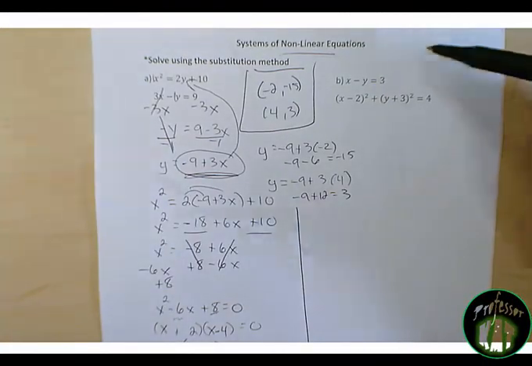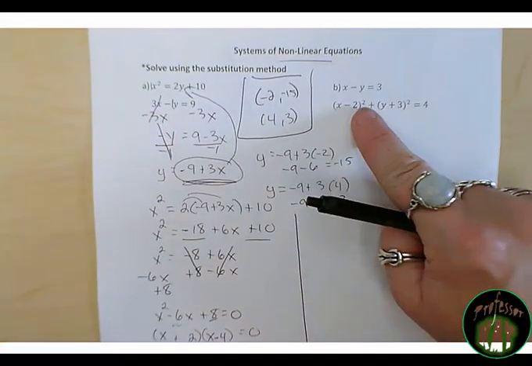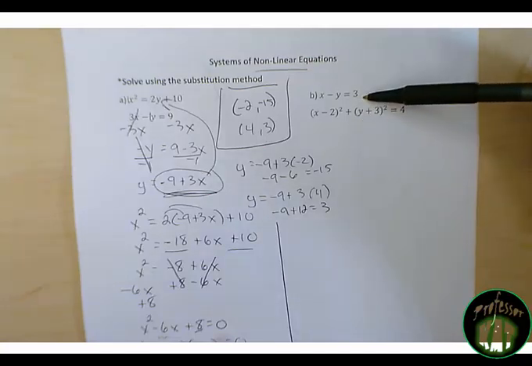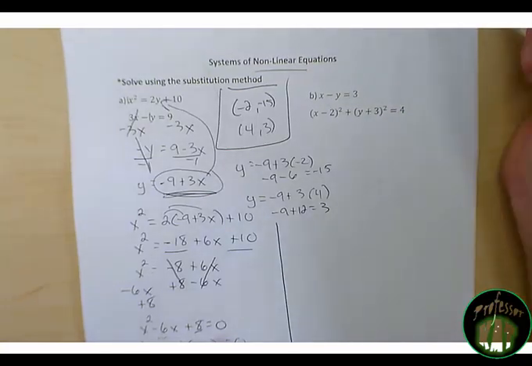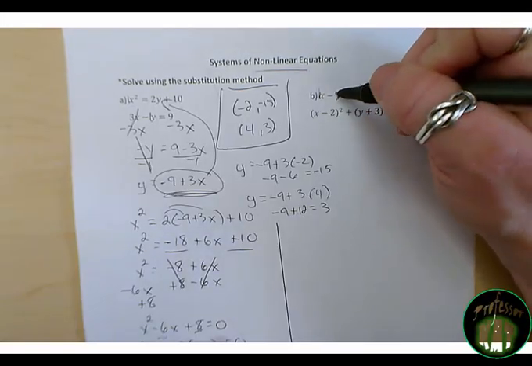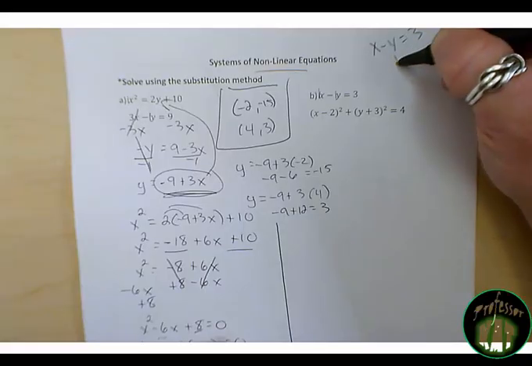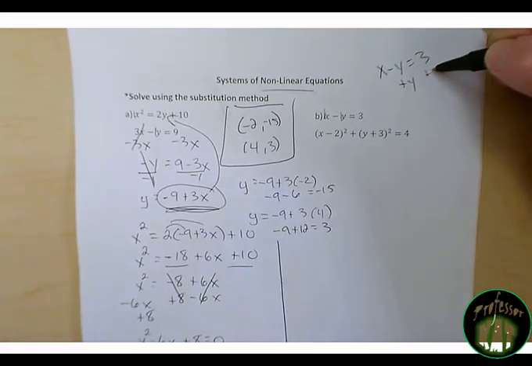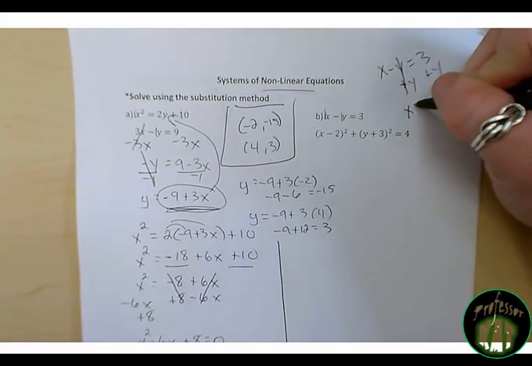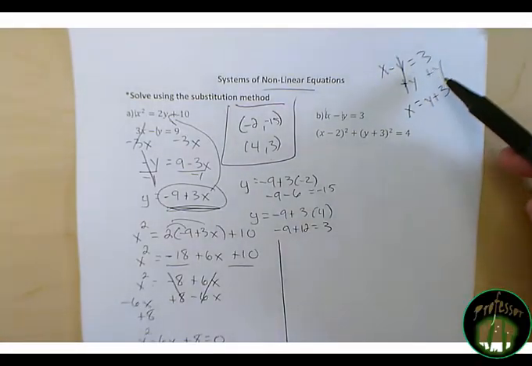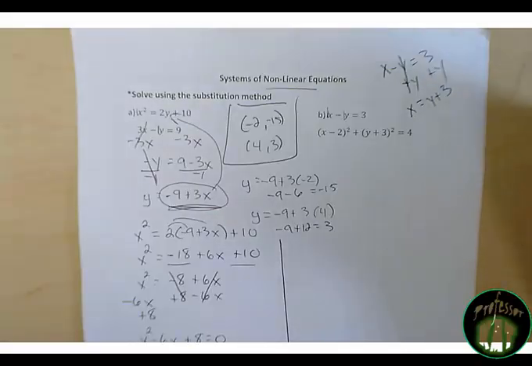Now let's go ahead and take a look at the second example here. I'm also going to solve this one using substitution. So if I'm looking at the top or the bottom equation, the top one looks a lot easier to me. They each have a variable with a coefficient of 1. So what I'm going to do here is add the y to the other side. It's going to keep x on the left-hand side, and on the right-hand side, I'll have y plus 3.